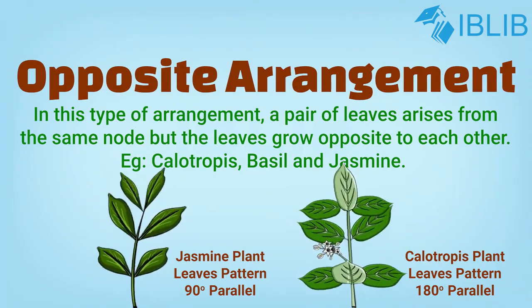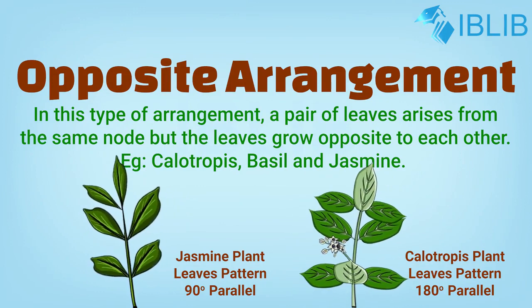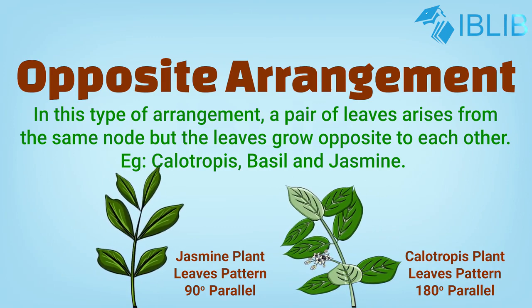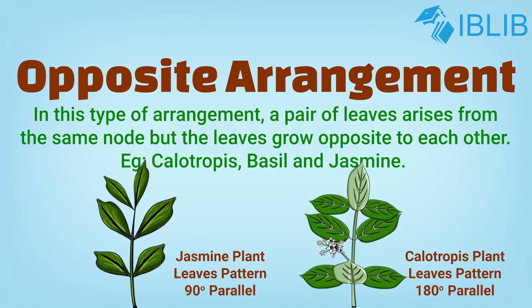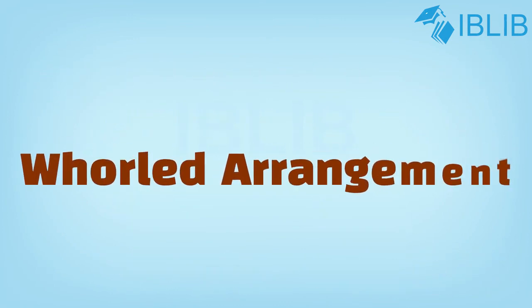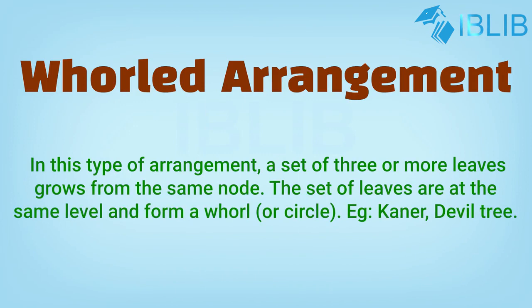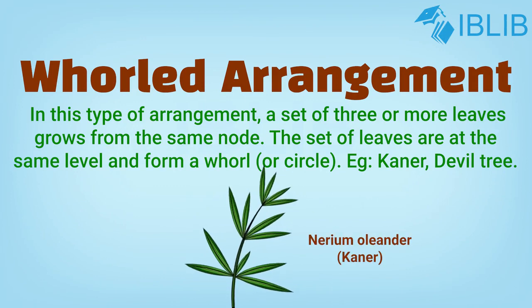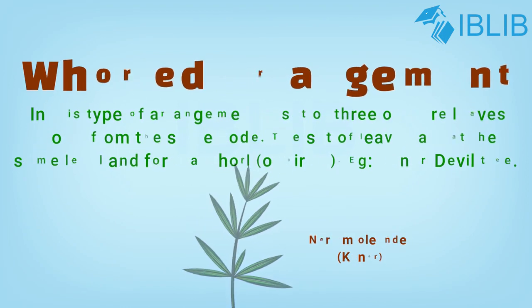For example, calotropis and basil and jasmine. In jasmine you will find the opposite arrangement of 90 degrees, but in calotropis and basil you will find the opposite arrangement of 180 degrees. And the last is whorled arrangement. When a set of 3 or more leaves grow from the same node, then this is known as whorled arrangement. Its examples are Nerium oleander and Alstonia scholaris.